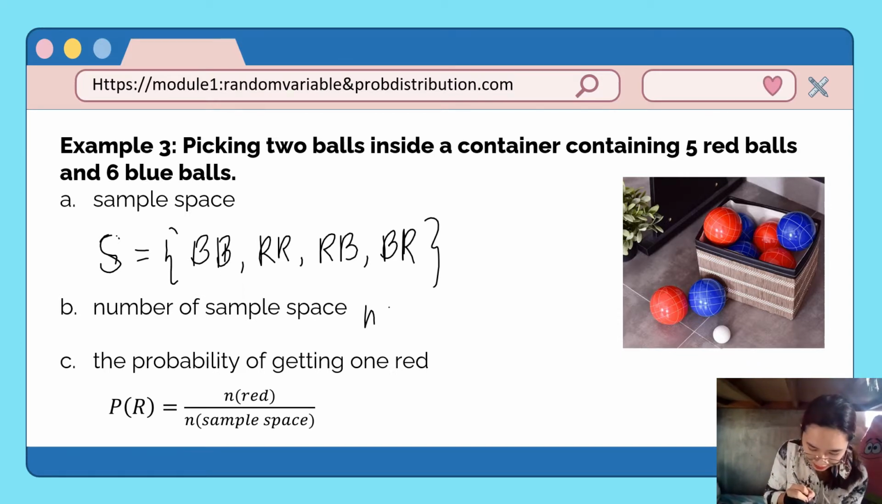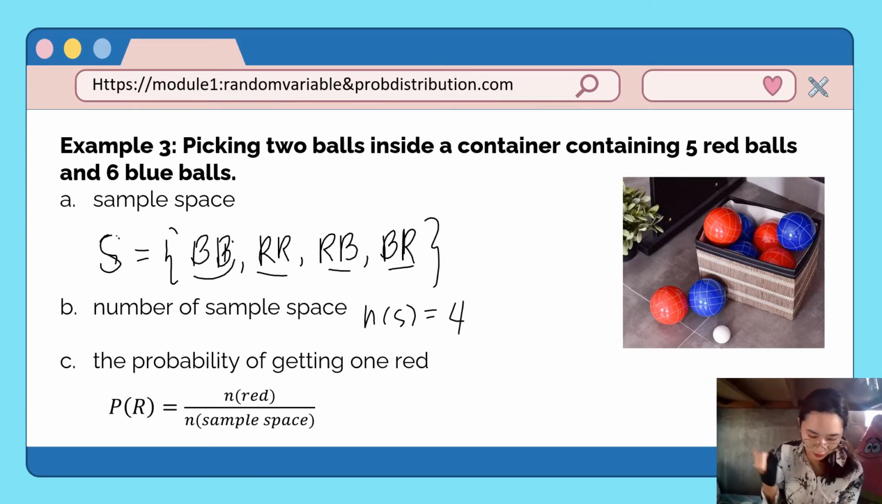Ngayon, ilan lahat ng sample natin? That is, 4 lang. So, 1, 2, 3, 4. So, ngayon, what is the probability of getting 1 red? Dito sa mga outcome natin, saan ba dyan yung nakabunot lang ng isang red? Syempre, RB saka BR. So, dalawa lang.